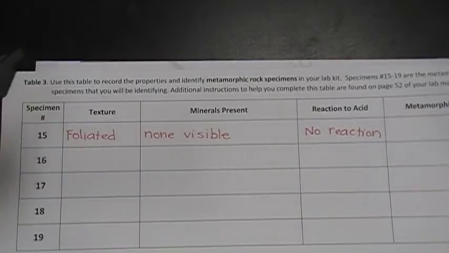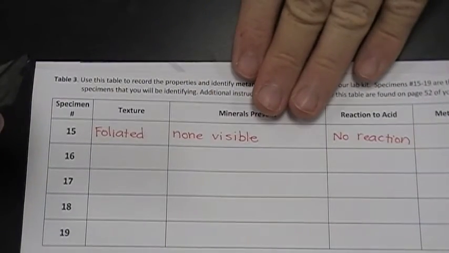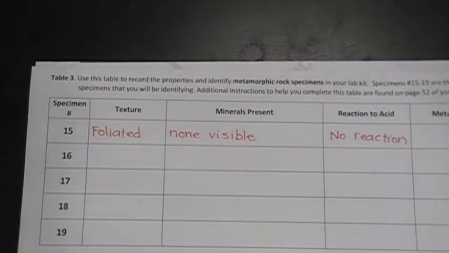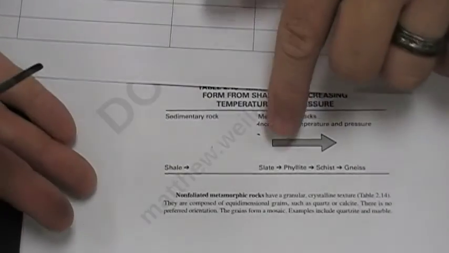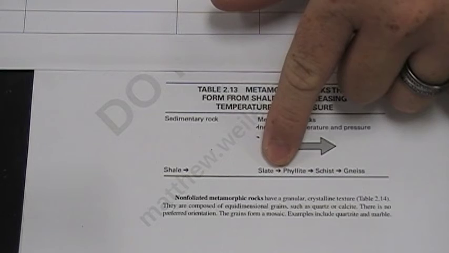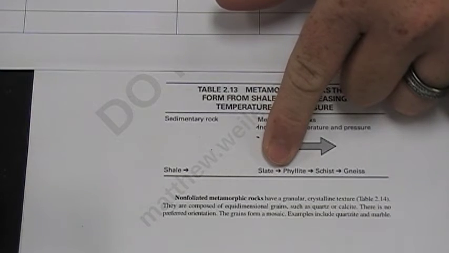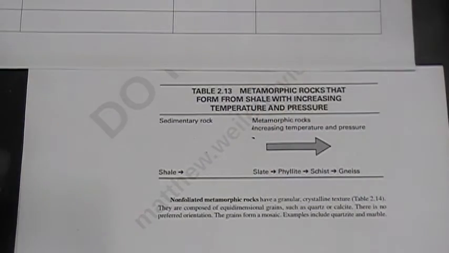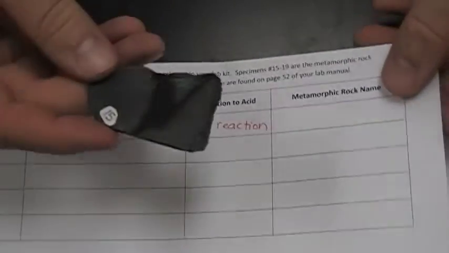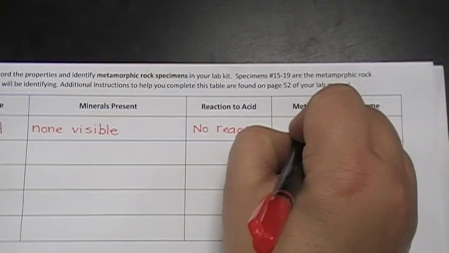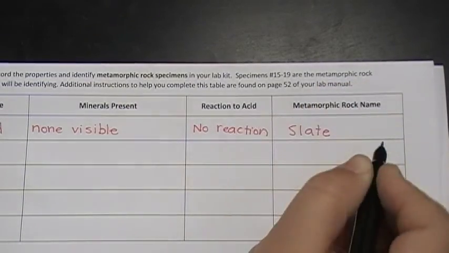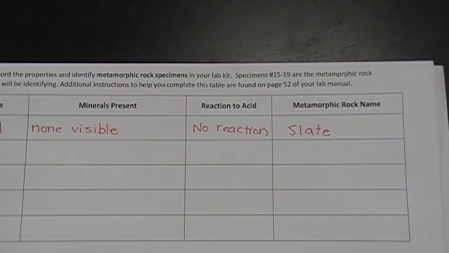And since we know this is a foliated rock and it's very low grade because there are no visible minerals, all we're left to figure out is our metamorphic rock name. If we go back to our chart, we can see that the lowest grade metamorphic rock is a slate. This means that we're not going to see any minerals with it, and number 15 is a good example of a slate. And that is how you identify metamorphic rocks.